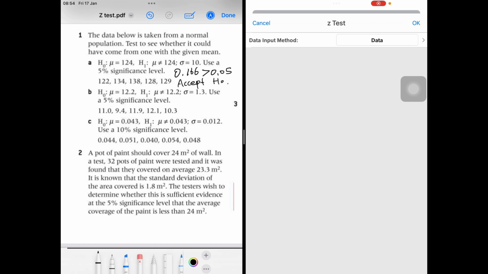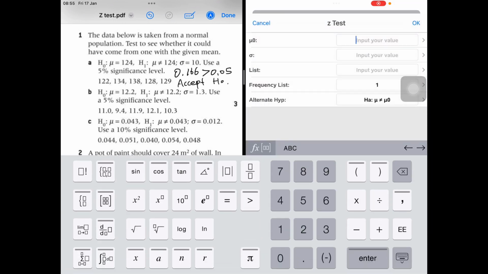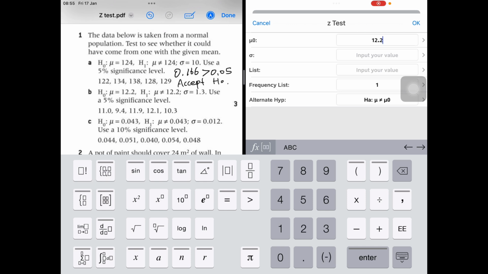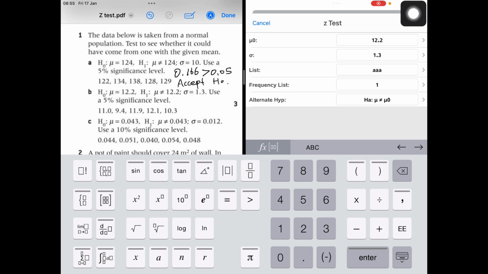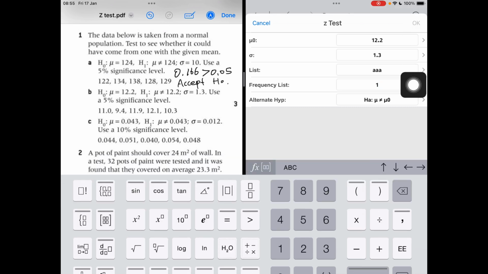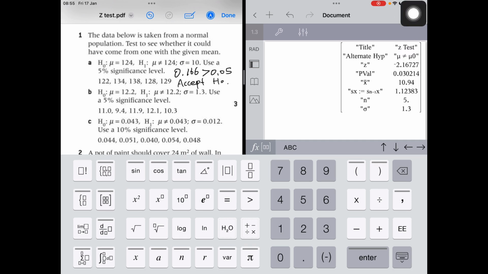So now still I have data. So mu 0 is 12.2, and sigma is 1.3, and the list, we just named AAA. Or you can select from here, it's the same. And the frequency list, we have only data, each of data is just 1. So the alternative hypothesis is still this two-tail test. Okay. So the p-value is 0.0302.